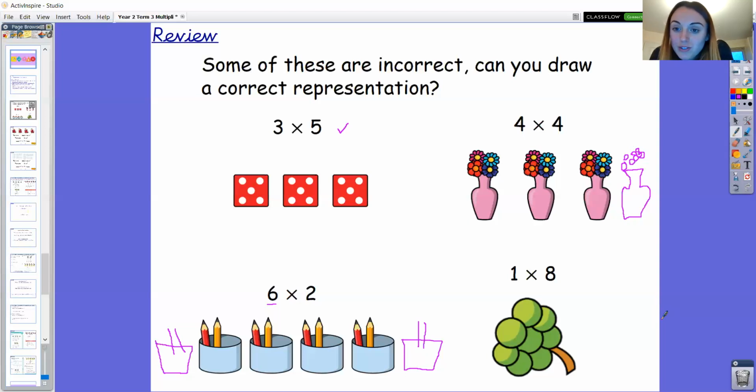Well done, year 2. So this representation is correct because there is 1 equal group of 8. Okay, because we can see 8 grapes in 1 equal group here. Fantastic. Well done, year 2.